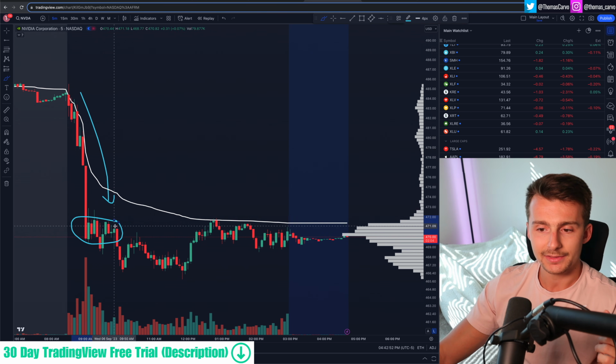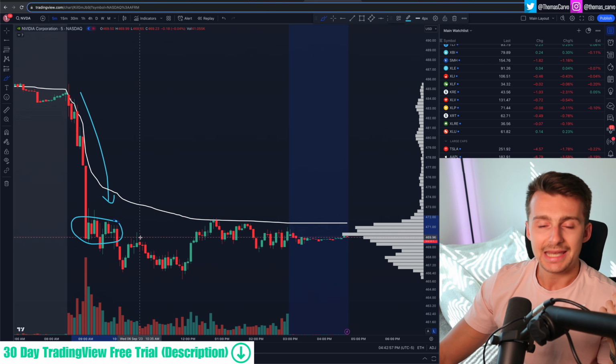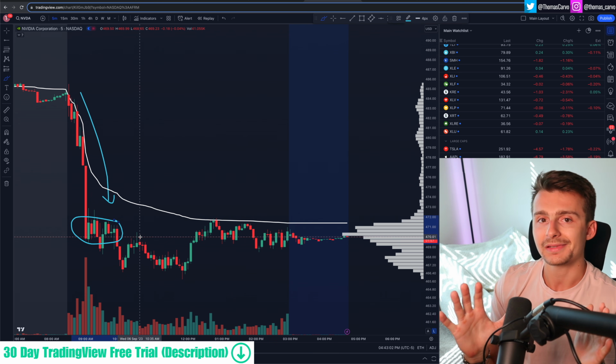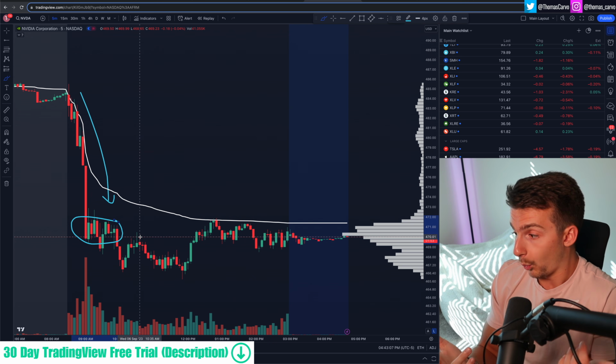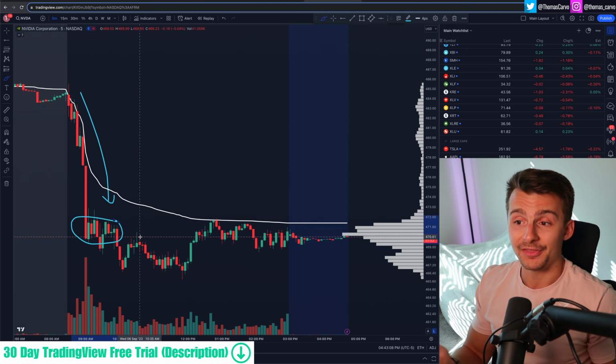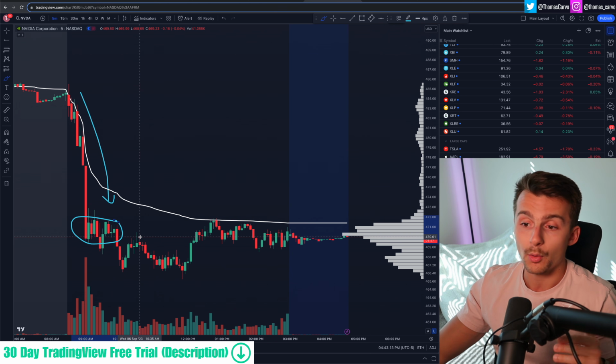Now, inside this consolidation, if we were to potentially take a trade, how could we put ourselves on the plus side of probabilities here? What we could do is look at the CVD to see if we can get an insight into what's going on. Now, there's more to it.